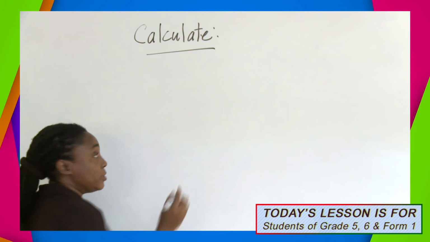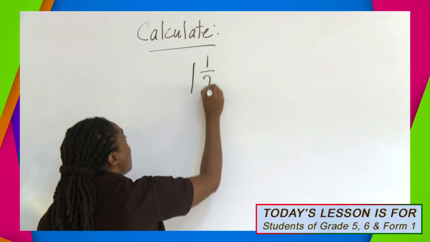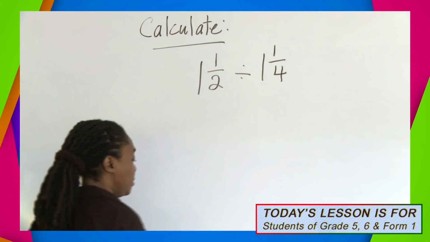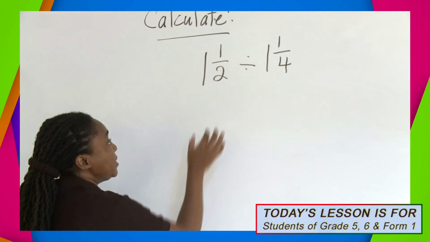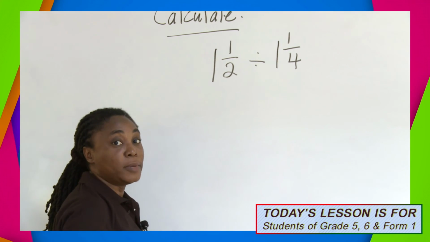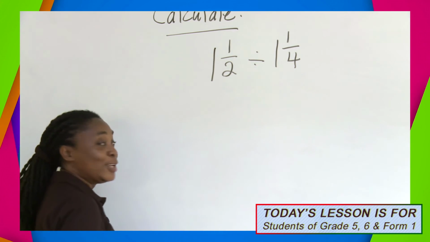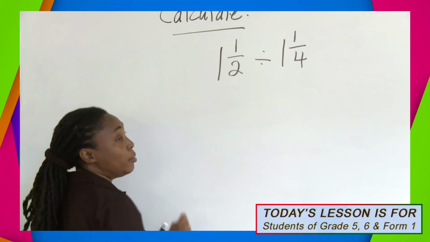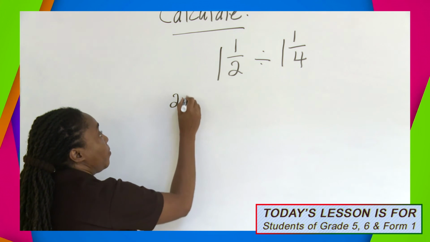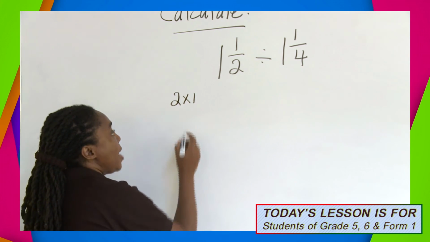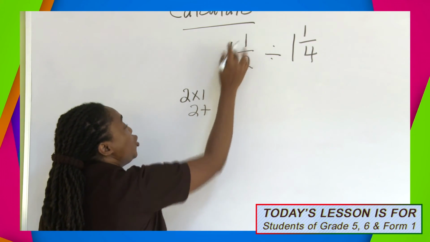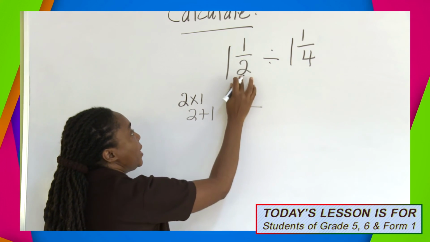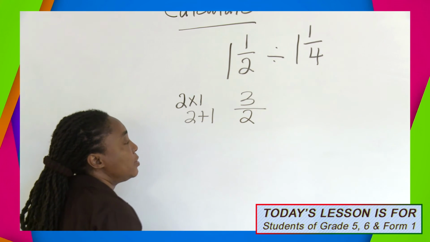So, we're going to calculate. We have 1 1/2, and we're dividing that by 1 1/4. Remember, our first step is that we change our mixed numbers to improper fractions. So let's work together. We're going to multiply the denominator by the whole number. That will give us 2. And then we're going to add the numerator, and that will give us 3. We will keep our denominator.